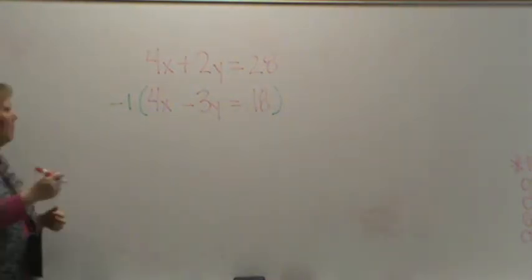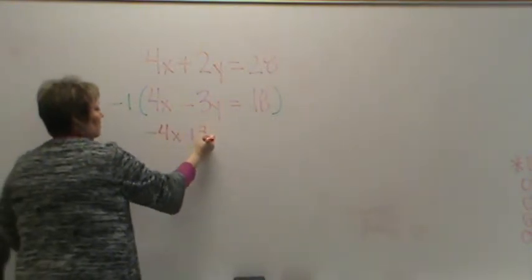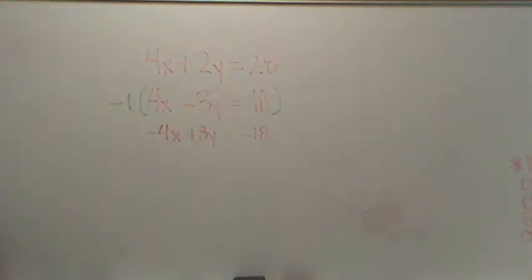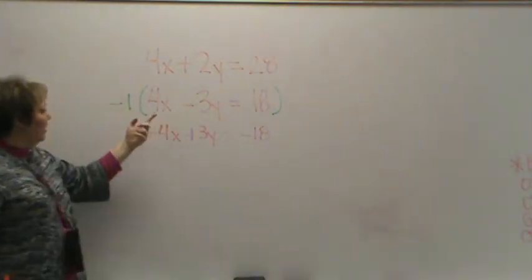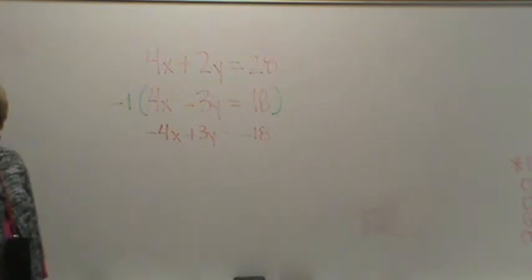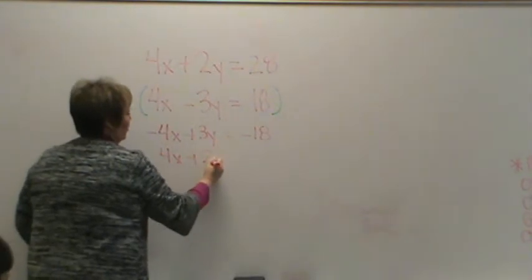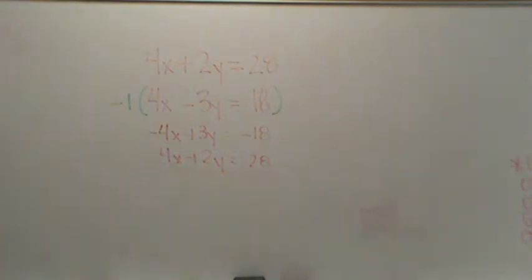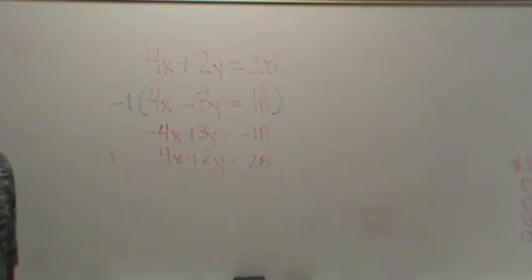So tell me what I get when I multiply. Equals negative 18. Why does it equal negative 18? Yes, I'm multiplying everything in this equation right here by negative 1. Okay, so I'm going to just transfer this top equation. 4x plus 2y equals 28. Do I have an exact pair of opposites? Yeah, I created them. You helped me create them.